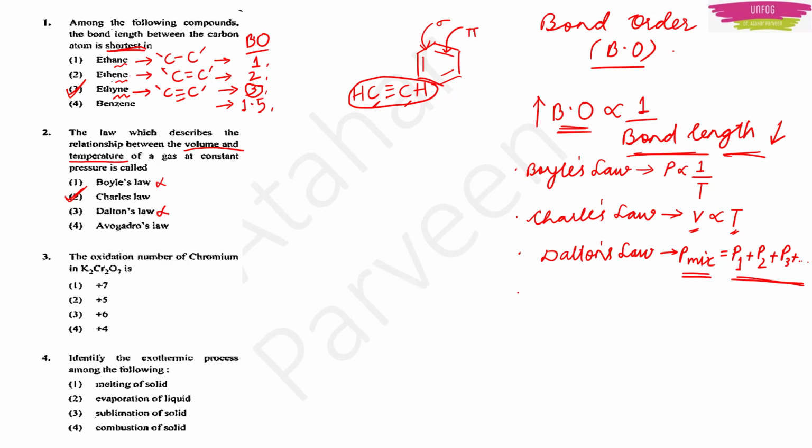Next we have Avogadro's law. Avogadro's law gives us the relationship between the volume and the number of moles of the gas. According to Avogadro's law, volume is directly proportional to n, the number of moles of the gas. Again, we don't have temperature here, so Avogadro's law cannot be the answer. So the correct answer for our second question is Charles' law, because it gives the relation between volume and temperature.